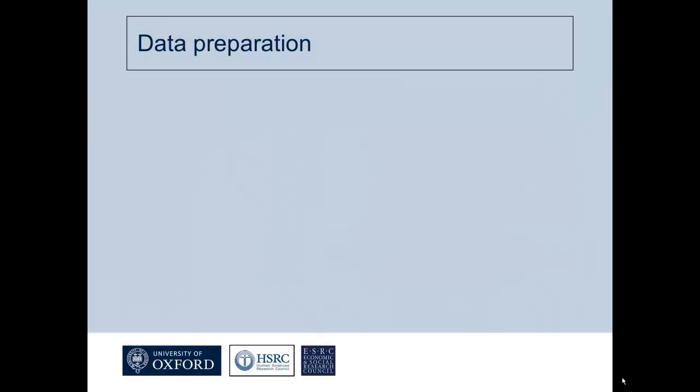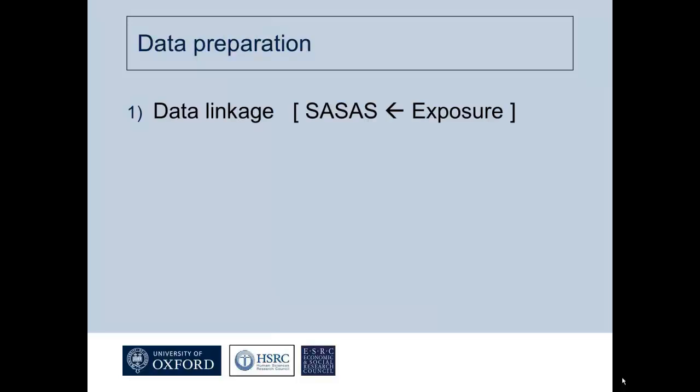In terms of data preparation, there were three major tasks. The first major task was data linkage. We had individual respondent level data from the South African Social Attitude Survey, and we have neighbourhood level indicators of exposure to socioeconomic inequality and neighbourhood poverty rate, which were generated earlier in this project.